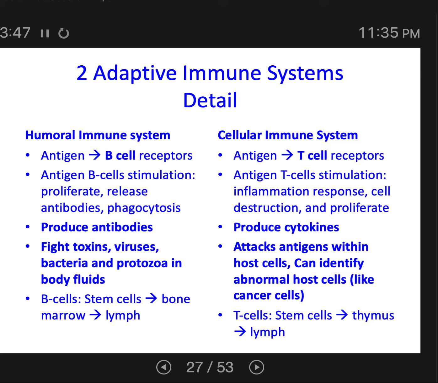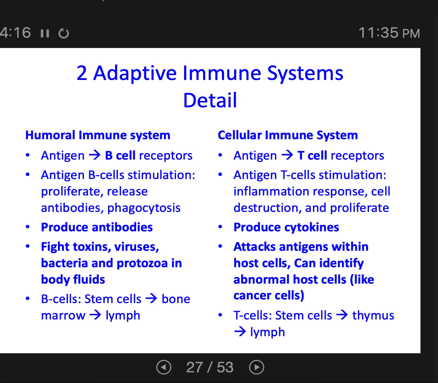They fight viruses that are still circulating, so the virions, not the ones that are inside your cells, but the ones that are in between cells, in passage from one cell to the next. Most bacteria and protozoa that are floating around in your body fluids. That whole process is very similar to how T cells work in the cellular immune system. So remember, the cellular immune system specializes in attacking pathogens that are trying to evade immune responses by entering and hiding out inside host cells.